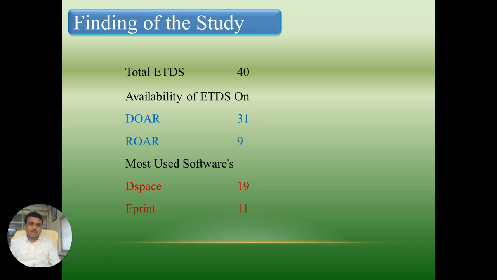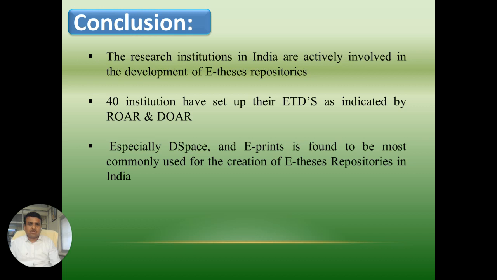Findings of the study: total ETDs 40, however ETDs on DOAR 31, ROAR 9, most used software DSpace 19, ePrint 11. Conclusion: the research institutions in India are actively involved in the development of e-thesis repositories. 40 institutions have set up their ETDs as indicated by ROAR and DOAR. Especially, DSpace and ePrint are found to be most commonly used for the creation of e-thesis repositories in India.